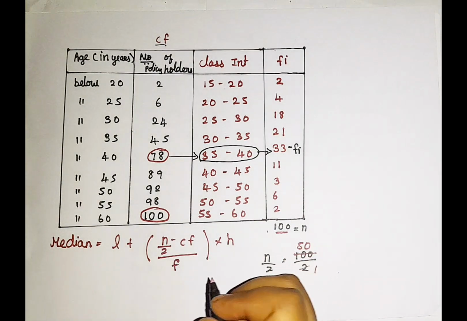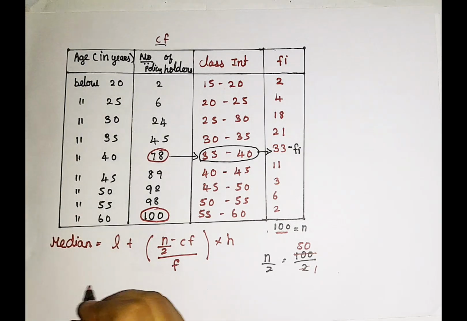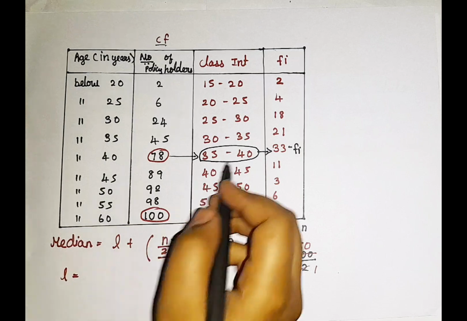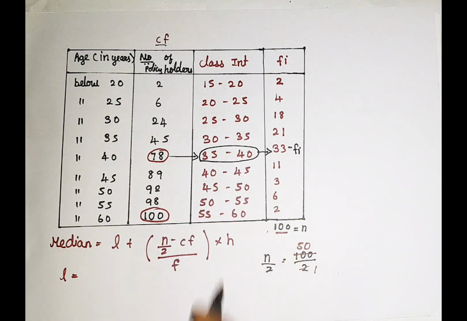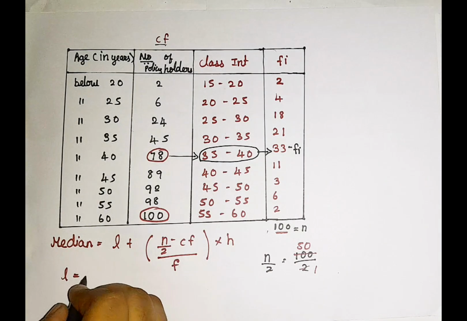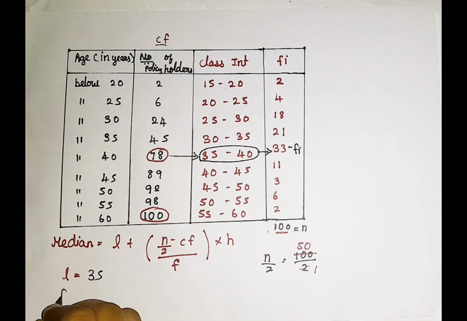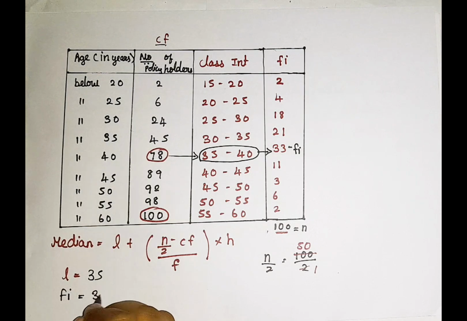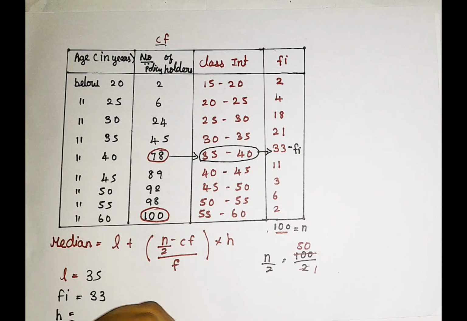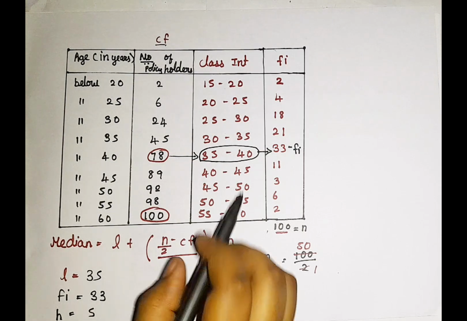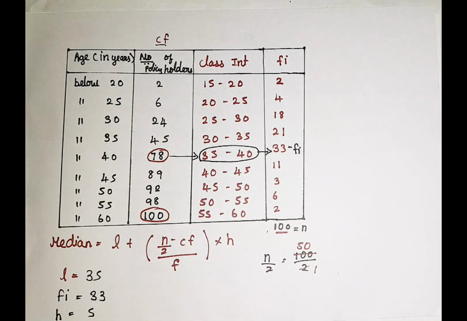Okay, so here I'll just write it here. So in these both values, this is the lower limit, this is the upper limit. So the L value is 35, and the frequency value is 33. What about H? So upper limit minus lower limit is 5. So 40 minus 35 is 5. Okay, so now we got the H value. Now we want the CF value, isn't it?